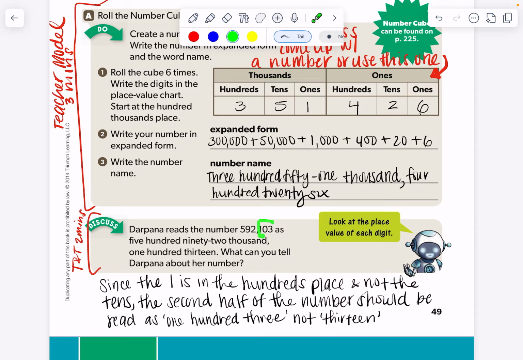So what you can tell students is to break up the number within their commas, right? So looking at the first set of 3 digits, that is 592. We know that she got that piece right. The comma tells us that we are in the thousands place. And then our second set is 103. Darpana said that the number was 113. 113 would be written as such.